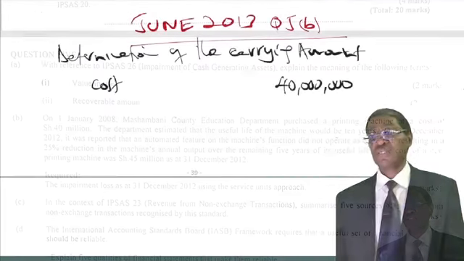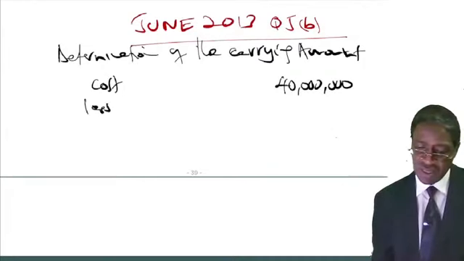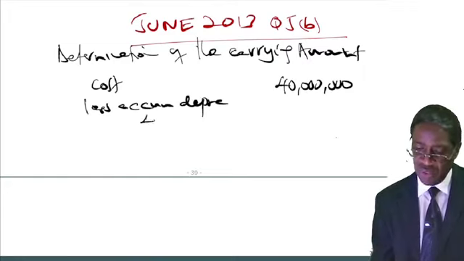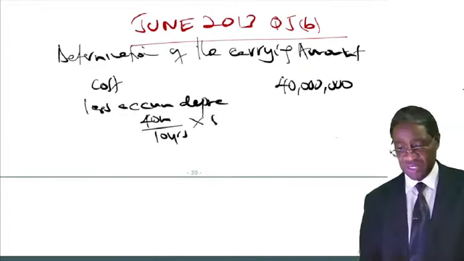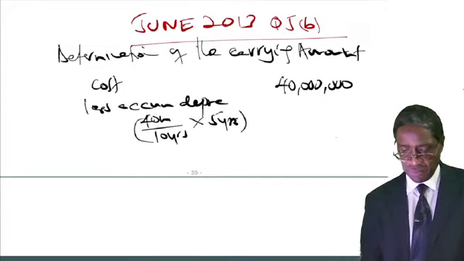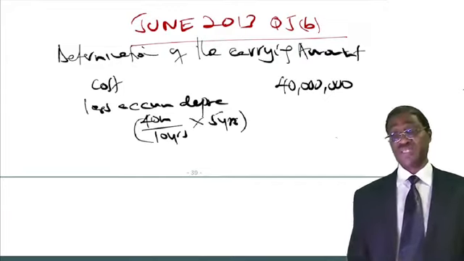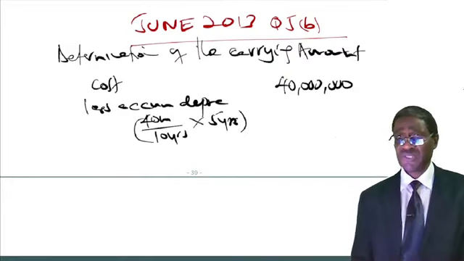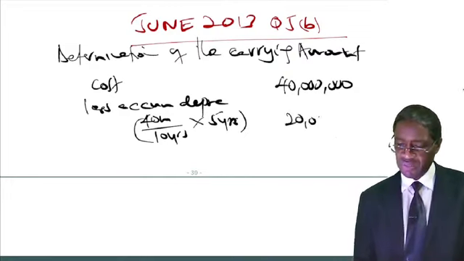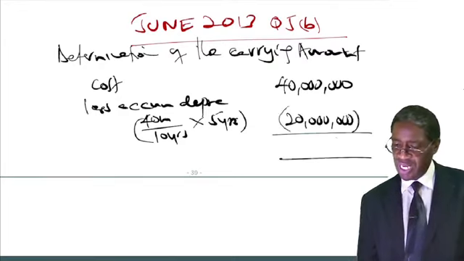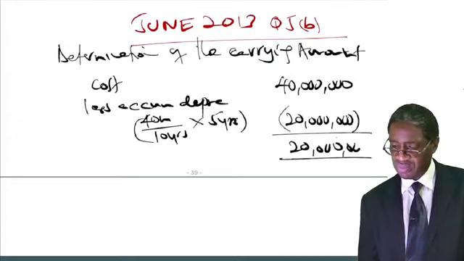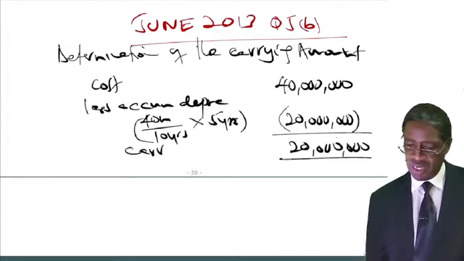Yes. We less accumulated depreciation. Take that 40 million, divide by the useful life of 10 years. We are told it suffered an impairment after 5 years. What becomes the accumulated depreciation? It looks like exactly half. That becomes 20 million. We remain with a carrying amount of another 20 million. That is the carrying amount.